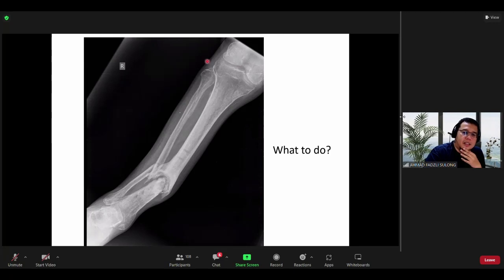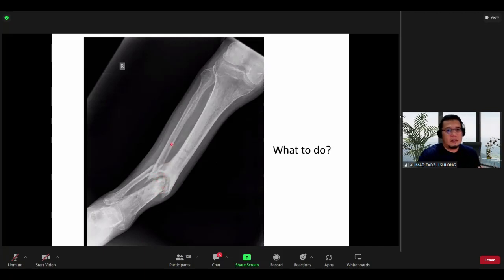Yes, betul. This is a pseudoarthrosis. Okay, so it was a form of hypertrophic non-union, but because it was left for a prolonged period of time, it becomes a pseudoarthrosis. So basically, dia memang ada dia punya own cartilage dalam ni, dia ada dia punya own synovial fluid.